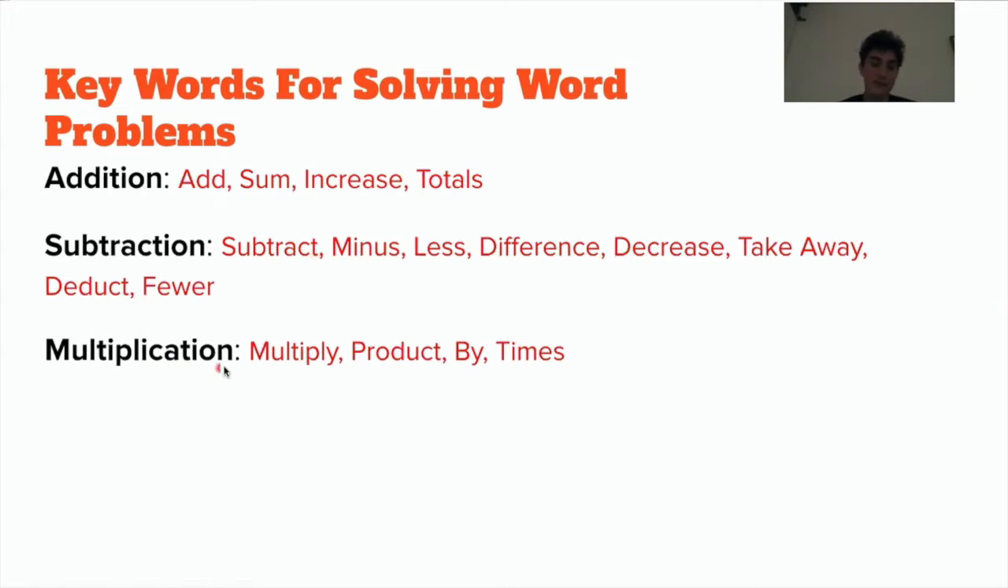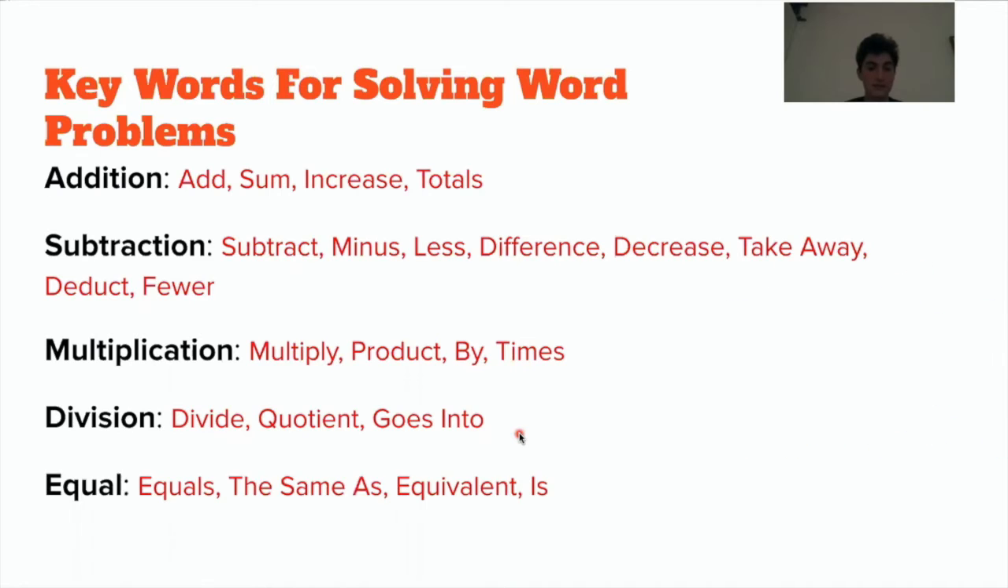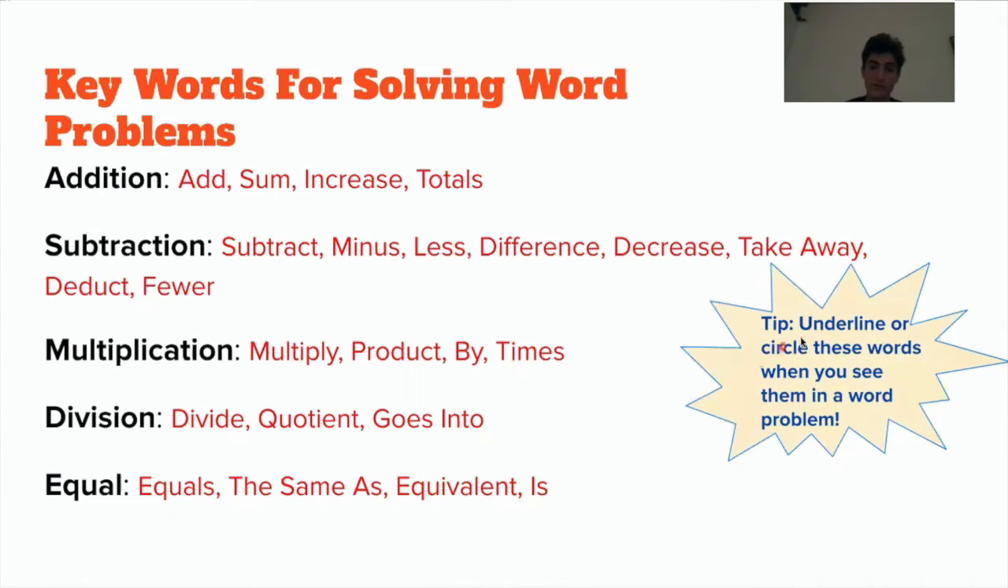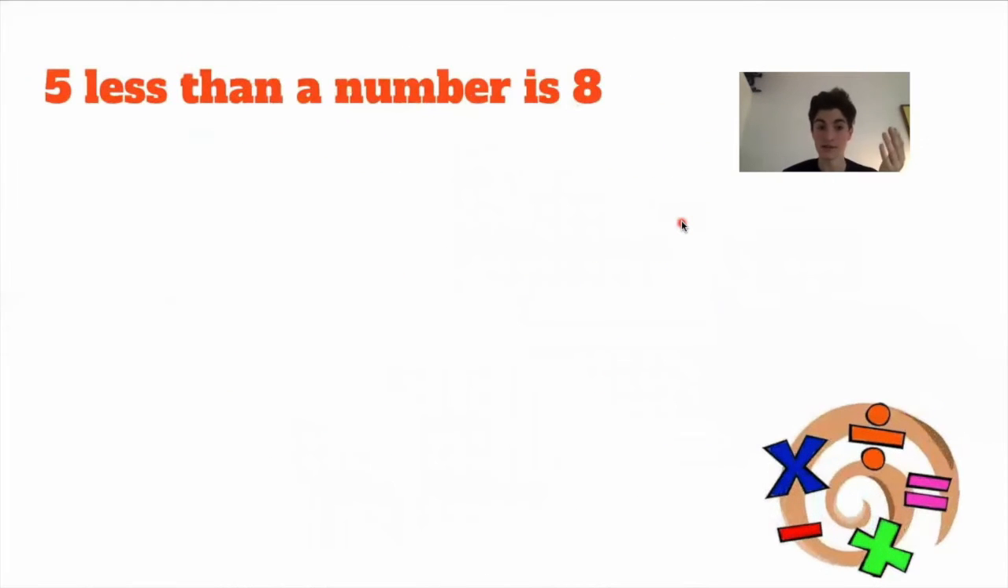For multiplication, when we see multiply, product, by, times, it means that we're going to be working with a multiplication problem. For division, when we see divide, quotient, or a number goes into, it means we're working with division. And for equals, we'll see equals, the same as, equivalent, or is. And make sure that when we are working with these problems, you underline them or circle them. It's very helpful. And if you want, pause the video right now and jot these down. So here's an example of some of these keywords put into context.